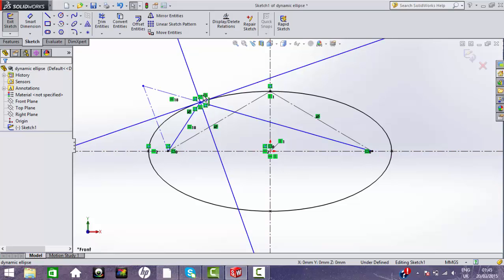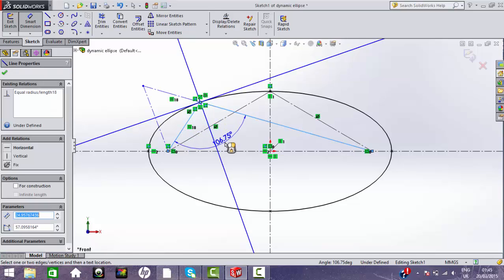Now to find our tangent, it's really simple. All you do is we join the two focal points up to any random point along our ellipse. So we'll say this point here. So we join this focal point up to this point and this focal point up to this point, and that makes an angle here. So you can see, let's just say this angle here measures 106 degrees.